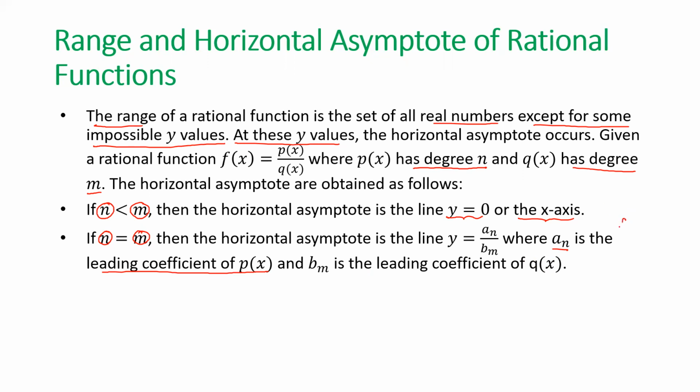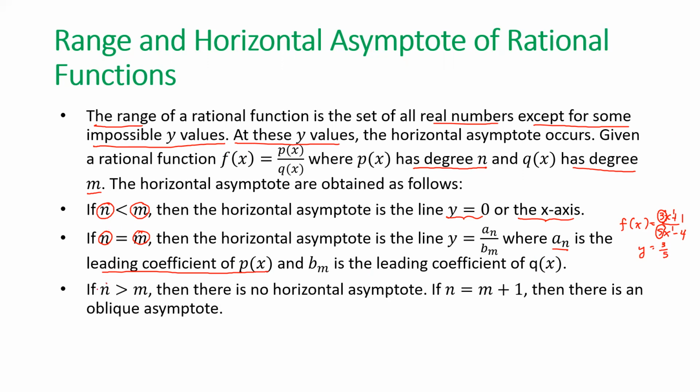So for example, if we have a rational function that is equal to 3x plus 1 over 5x minus 4, since the degrees of the numerator and denominator are 1 and are equal, then we just get the leading coefficient of the numerator, which is 3, and the leading coefficient of the denominator, which is 5. So which means the horizontal asymptote is the line y is equal to 3 over 5.